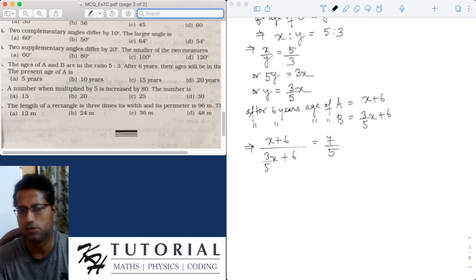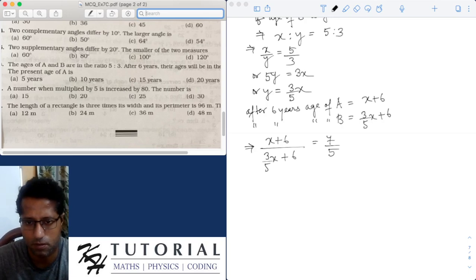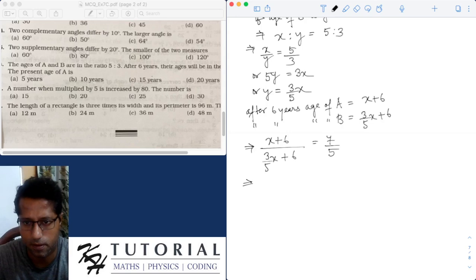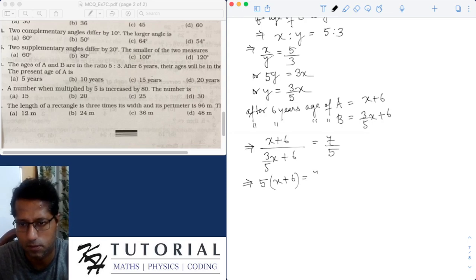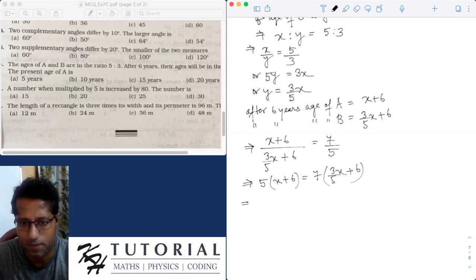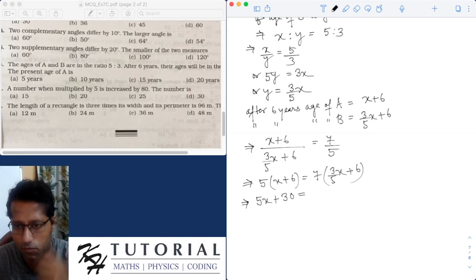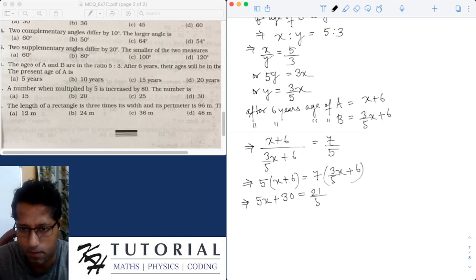Now we have got this linear equation, and we have to solve it. You can do cross product and get 5 into x plus 6 equals 7 into 3/5 x plus 6. Now opening the brackets, in the LHS we get 5x plus 30, and in the RHS we get 7 into 3/5 x plus 6, that is 21 by 5 x plus 42.